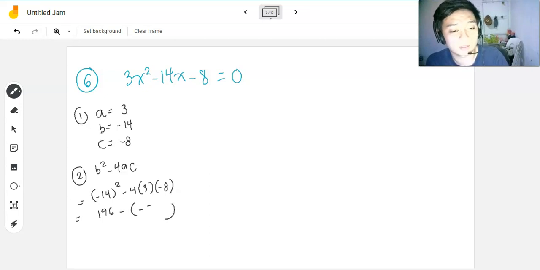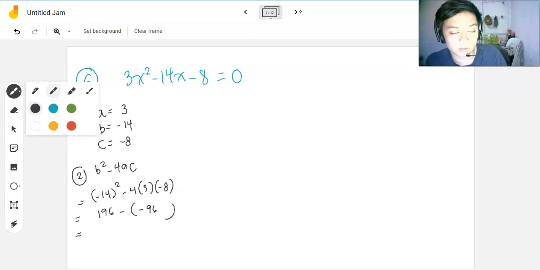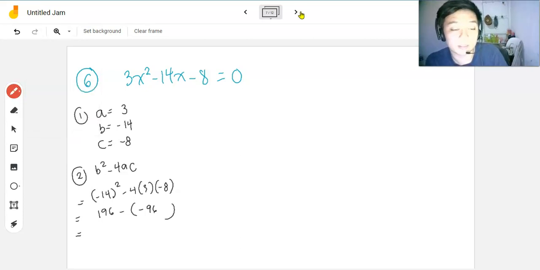This is negative 96. So what will be the result here? So magiging positive to at mag-a-add na tayo. So 196 plus positive 96. And this will give us 292, tama? Yan, kunin mo yung 4 dun sa 96. 196 plus 4, 200. May natirang 92, so 292. At yan ang ating kukuhanan ng square root pagdating sa step 3.